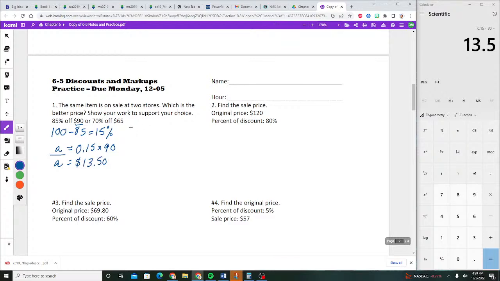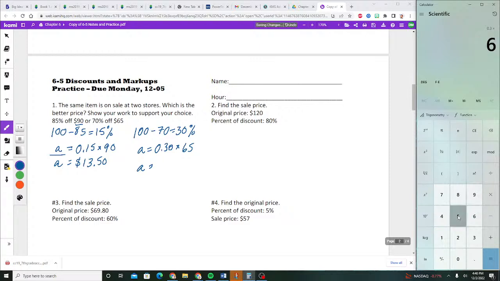Now the other one is 70% off of $65. So that's 100 minus 70 gives you 30. And so we're looking at 30%. And so 30% of 65. So 0.3 times 65 gives us $19.50, meaning the first store is the best option.